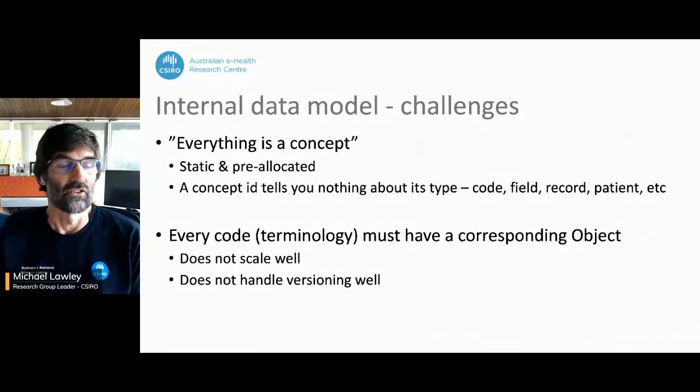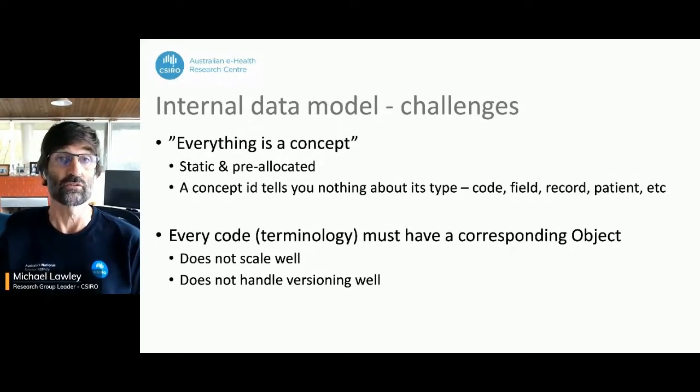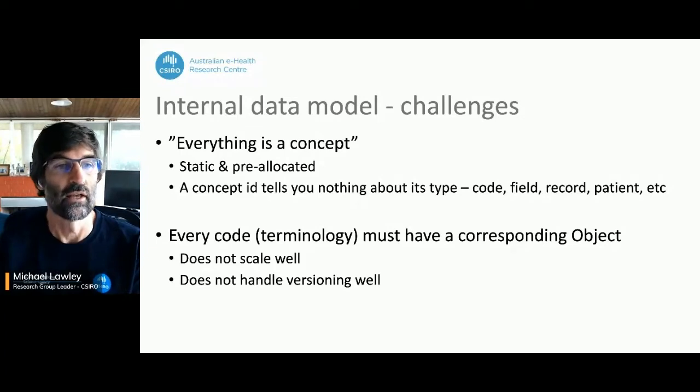The other significant challenge is that terminology is treated in a fairly static way. So every code has to have a corresponding object in OpenMRS. This means it doesn't particularly scale well. If you are looking at just all the SNOMED codes, you're looking at 500,000 pre-allocated objects potentially. It doesn't have a good versioning story. So it really just assumes that you have a single version of any given piece of terminology. And it doesn't really deal well with the notion of subsets of terminology for different purposes. So these were challenges that we had to work around, and I'll talk a bit about how we resolved those later.